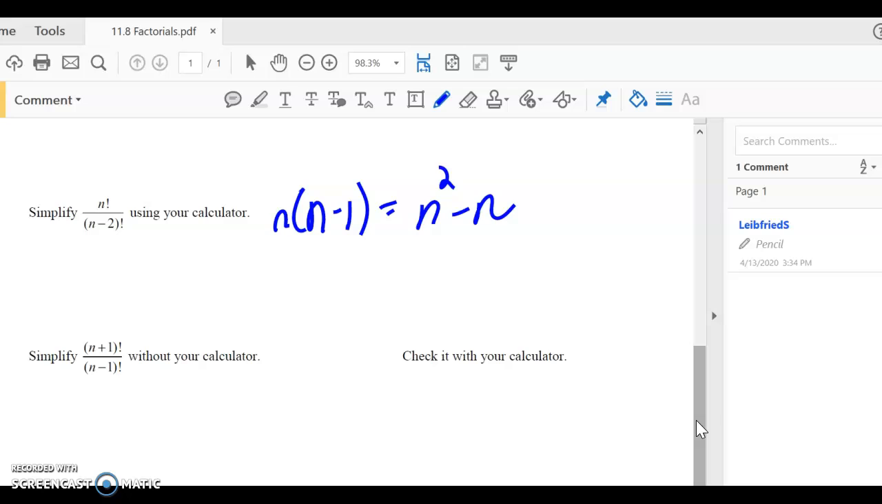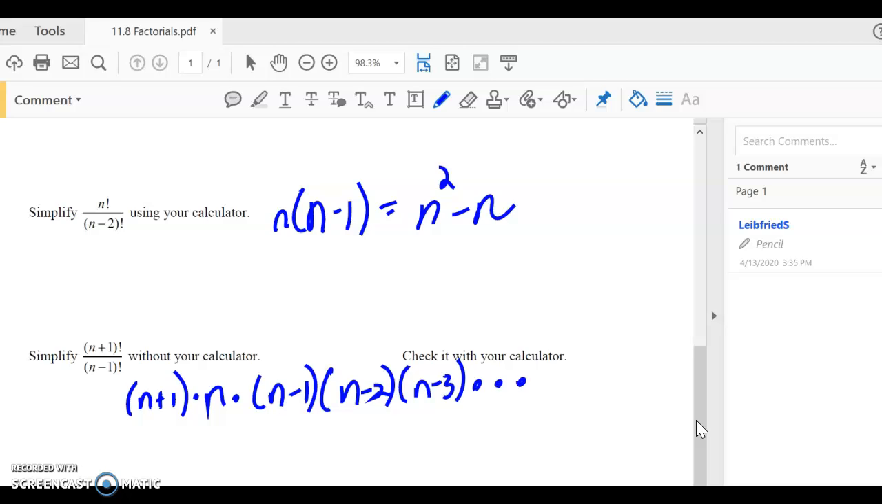Now if I continue, it would be n plus 1. The number preceding n plus 1 would be n. The number before n would be n minus 1. The number before that would be n minus 2. The number before that would be n minus 3, etc. all the way down.